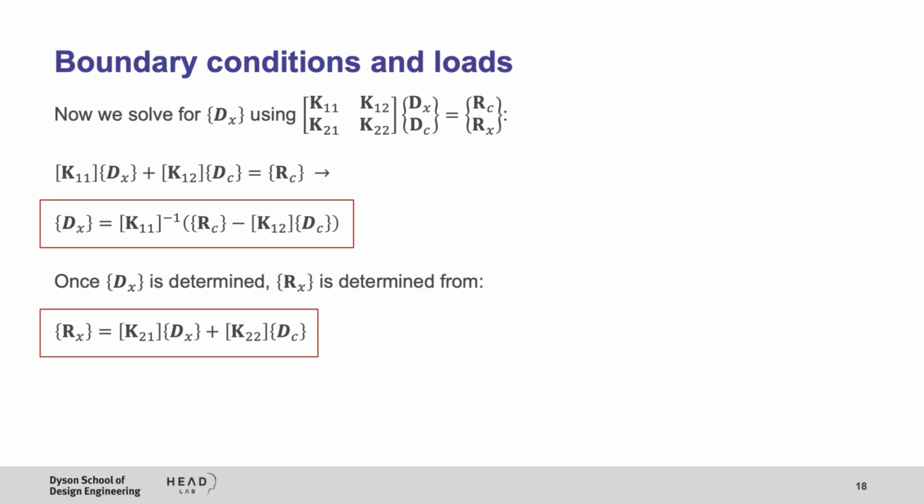Again, you should note something very important here. So look at this term. This is the inverse of this matrix because you have -1 here. So that means that this matrix must not be singular.